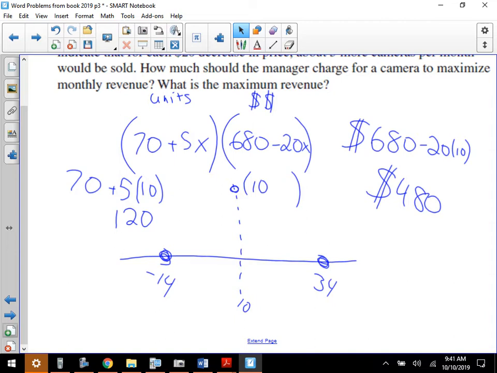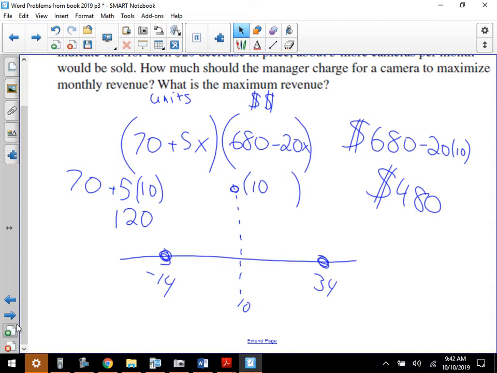Now, the Y value in your vertex is giving you the revenue. The Y value gives you the revenue. The X value tells you what the multiplier is. So the Y value here would be your 480 times your 120, which is how much? 57,600.